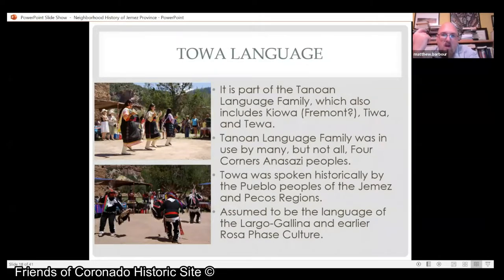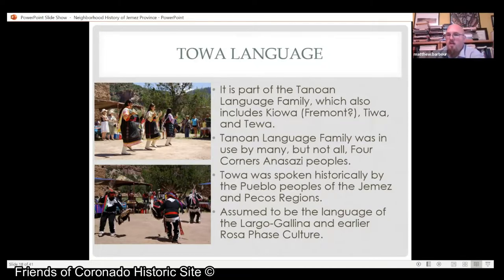The Tanoan language group was used by most, but not all, Four Corners Anasazi. For example, Keres is not related to the Tanoan language family. And Towa was spoken historically by not only peoples of the Jemez province, but also the area in and around Pecos. While I'm not talking about the Pecos region today, it's important to note that, while they had a very different culture in the Pecos region, linguistically, at the time of contact, the people at Pecos spoke a Towa language, and today are incorporated into Jemez Pueblo.